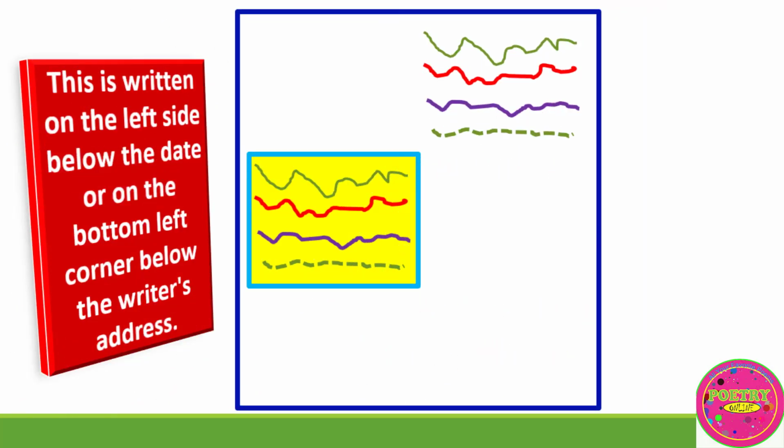So, when you're writing the recipient's address, we expect to see it written on the left side below the date or the bottom left corner below the writer's address. The area that is marked yellow is where your recipient's address is supposed to be. Don't position your recipient's address in the middle of the paper or at the right-hand corner. No, the recipient's address should be at the left side below the date of the sender's address or on the bottom left below the writer's address.